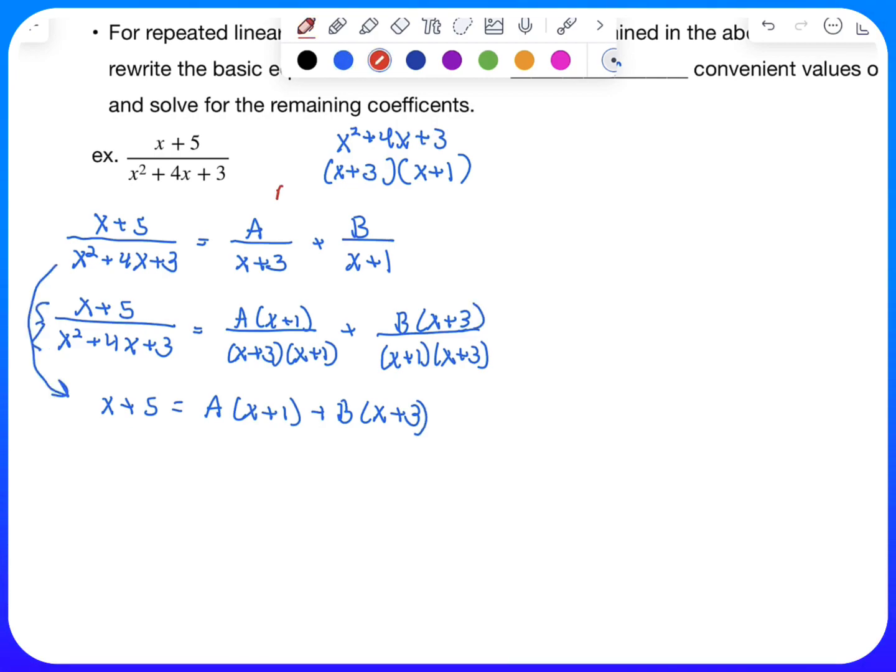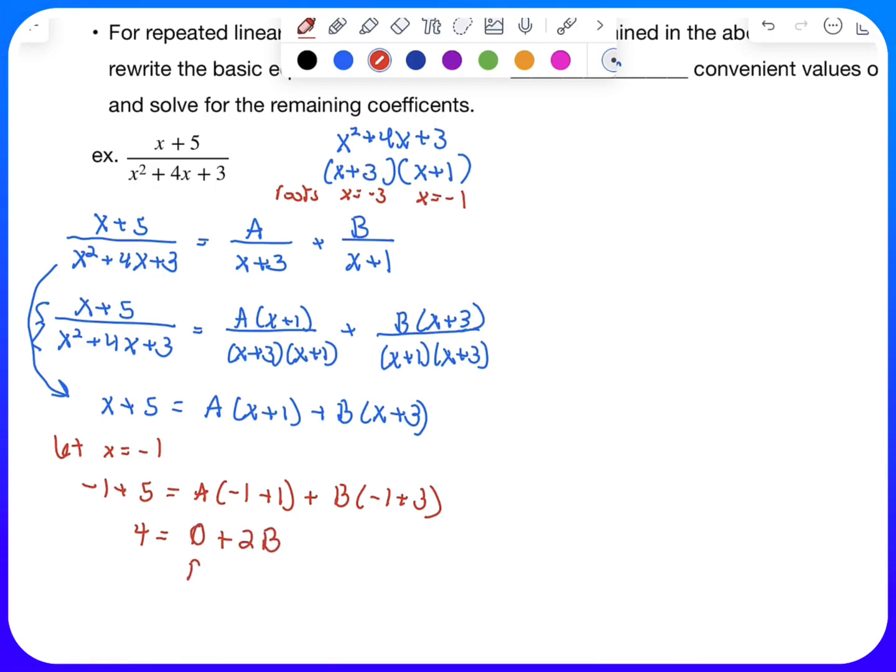Now let's solve this by taking the roots. Now remember, the roots are where our function equals 0. So we're going to set x plus 3 equal to 0 to get one root at -3, and x plus 1 equals 0 to get another root at -1. Then I'm going to go to my basic equation, and I'm going to replace every x with -1. And I'm going to rewrite this in terms of a and b. Solving this equation, I find that b must be equal to 2.